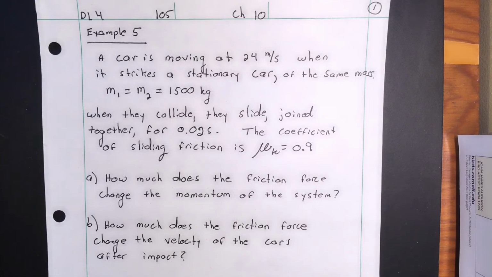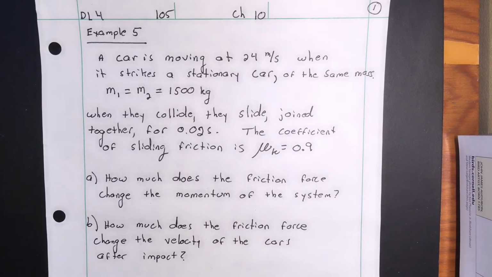All right, example 5. Here we have a car moving at 24 meters per second. It strikes a stationary car of the same mass. Both of them are 1,500 kilograms. They collide, they stick together, and slide together for 2/100ths of a second. The coefficient of sliding friction is given as mu equal to 0.9.